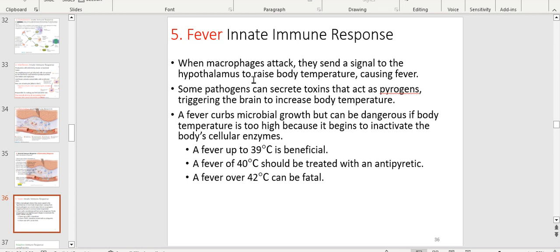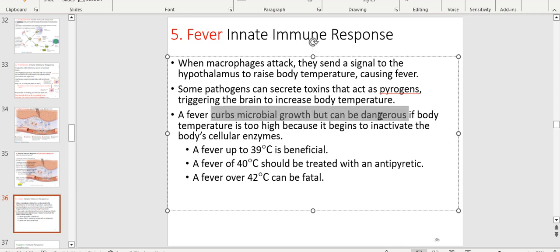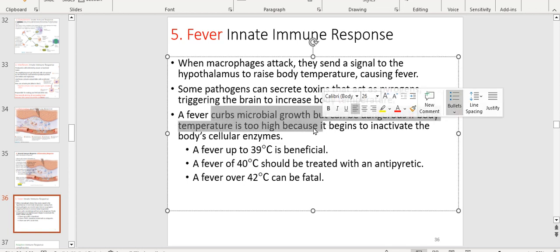When macrophages attack, they send a signal to the hypothalamus to raise the body temperature, causing fever. Now, the whole point of causing a fever is that bacteria don't like the increase in temperature. They do not like it. And as well, an increase in temperature gets things hopping and moving around the body. So things are moving faster because we've got an infection. We better be moving fast, right? Some pathogens can secrete toxins that act as pyrogens, triggering the brain to increase body temperature. A fever curbs microbial growth, but it can be dangerous if the body temperature gets too high, especially in kids.